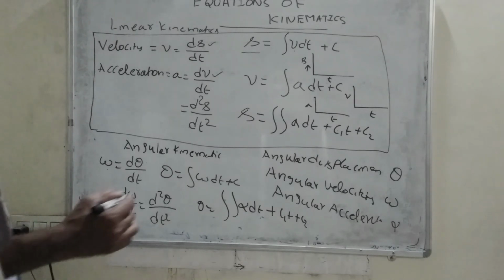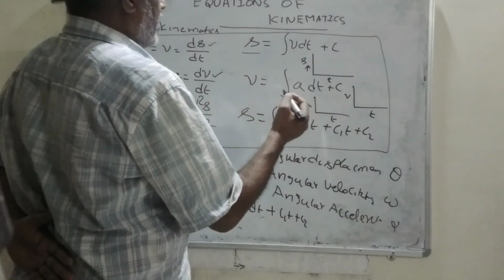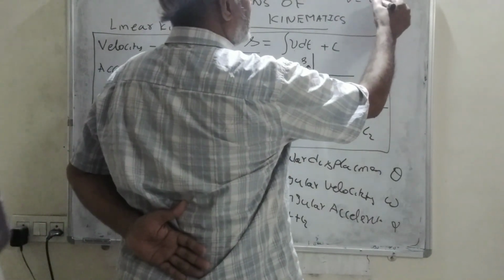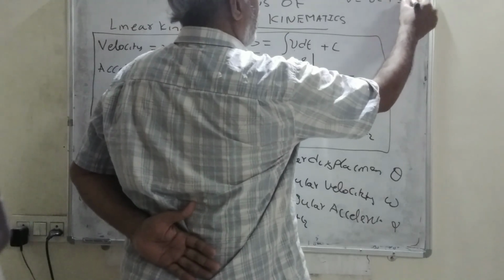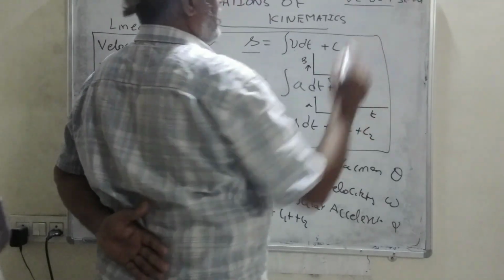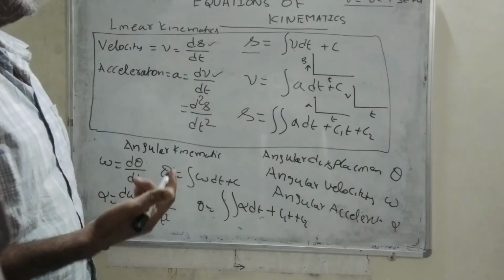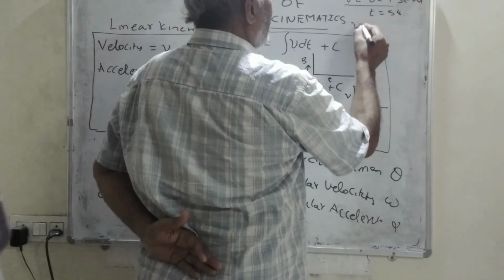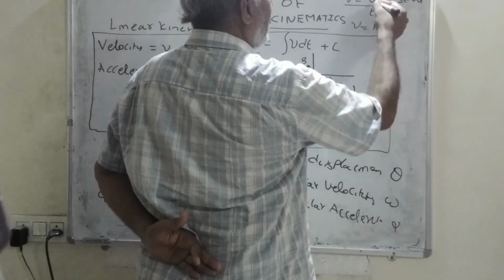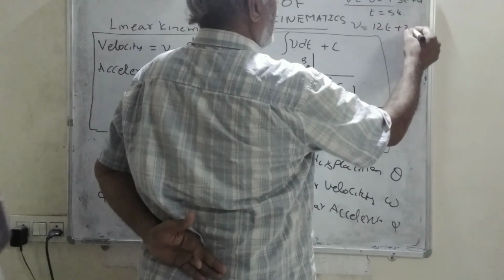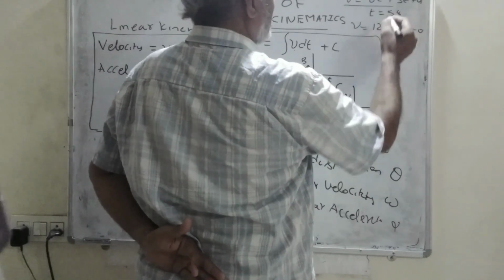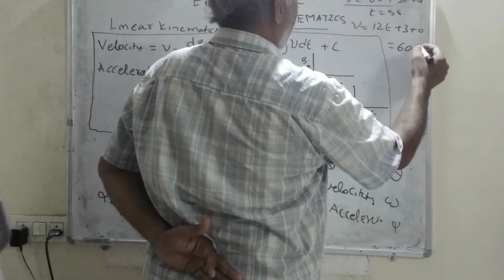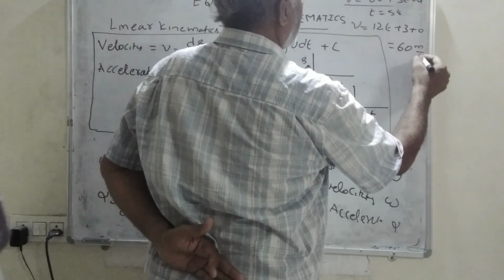Okay, so say for example, velocity is equal to 6t square plus 3t plus 4. This is the equation. So what is the acceleration at time t equal to 5 seconds? a is equal to 12t plus 3 plus 0, that means I'm differentiating this equation. At t equal to 5 seconds, 12 times 5 is 60, plus 3, so 63 meters per second squared.